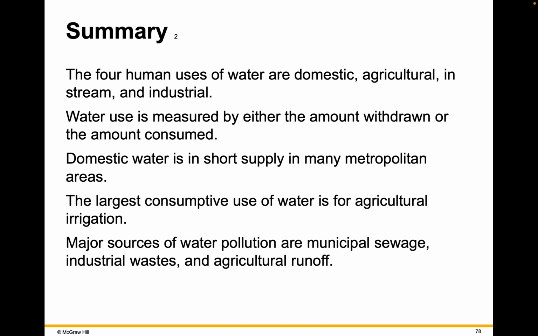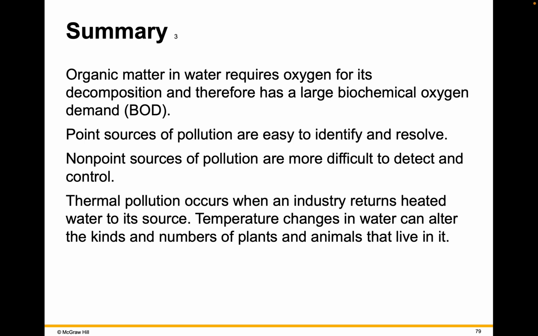And domestic water is in short supply in many metro areas. The largest consumptive water use is for agricultural irrigation. And major sources of water pollution are municipal sewage, industrial waste, and agricultural runoff. Organic matter in the water requires oxygen for its decomposition and therefore has a large biochemical oxygen demand, BOD. Point sources of pollution are easy to identify and resolve. Non-point sources of pollution are more difficult to detect and control.